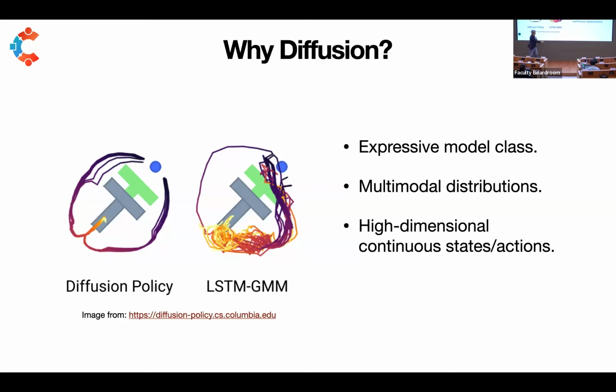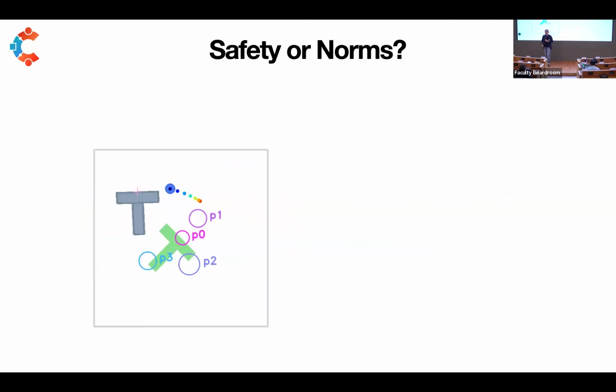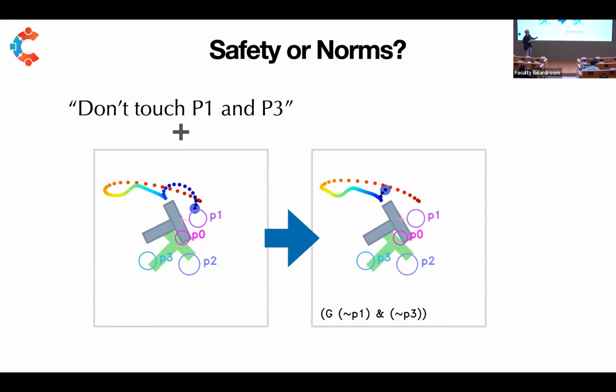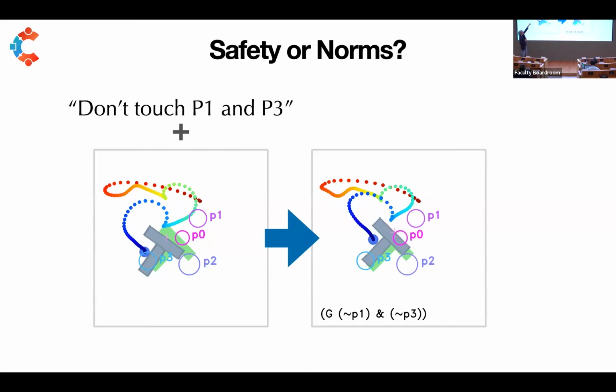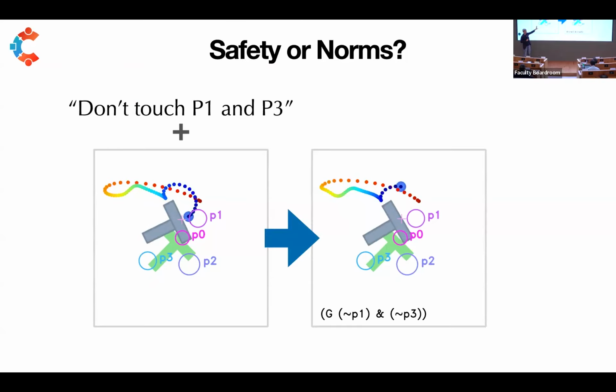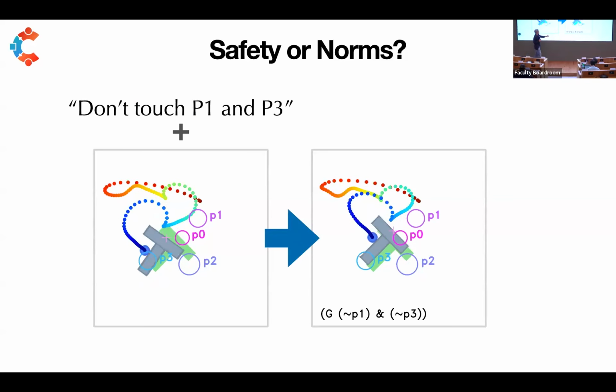And you can represent high-dimensional continuous states and actions, which is really useful for robotics. Okay, so people have been using these diffusion models, so you can do things like, I want to push this T block into the right shape. My question is, what happens when you start having some safety or norms? So you notice these circles here. What happens if I say, like, don't touch P1 and P3? Well, if you're using the original policy, then it doesn't do that. Okay, it will violate these constraints because there's no way of incorporating that directly into these diffusion policies at first.